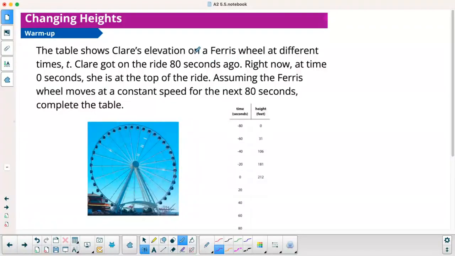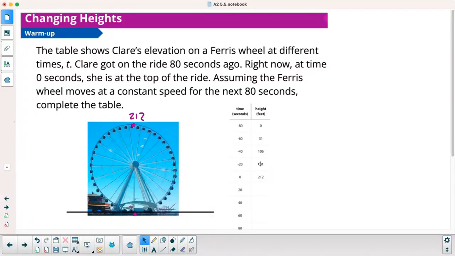The table shows Claire's elevation on a Ferris wheel at different times t. Claire got on the ride 80 seconds ago. Right now, at time 0 seconds, she's at the top of the ride. So right here is the top of the ride at 0. We know it's 212 feet when she's up here. 80 seconds ago, she got on the ride right here. This is at 0. Think of this as being like your x-axis down here at the bottom.